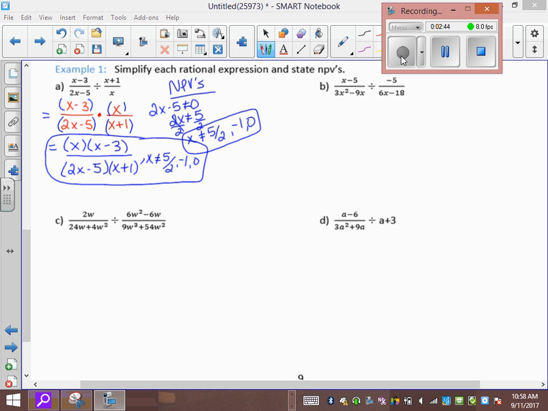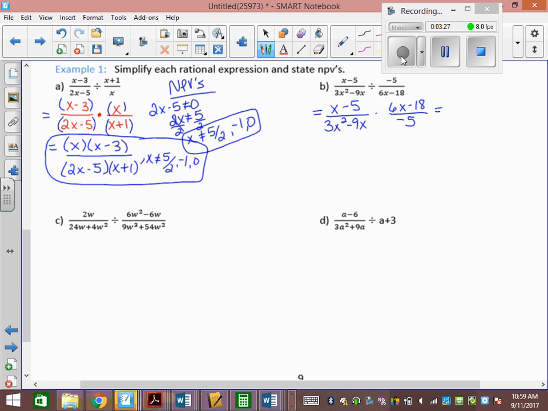Okay, so B, the very first step I'm going to do for B is I'm going to invert, or find the reciprocal of, the right-hand side and then multiply. So it equals x minus 5 over 3x squared minus 9x times 6x minus 18 over negative 5. Before I go and do anything, what am I going to do to the tops and bottoms? I have to factor: GCF or difference of squares.